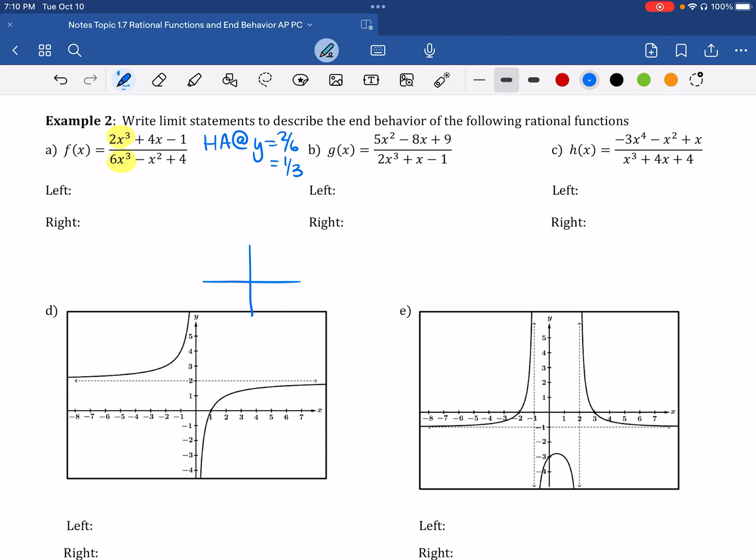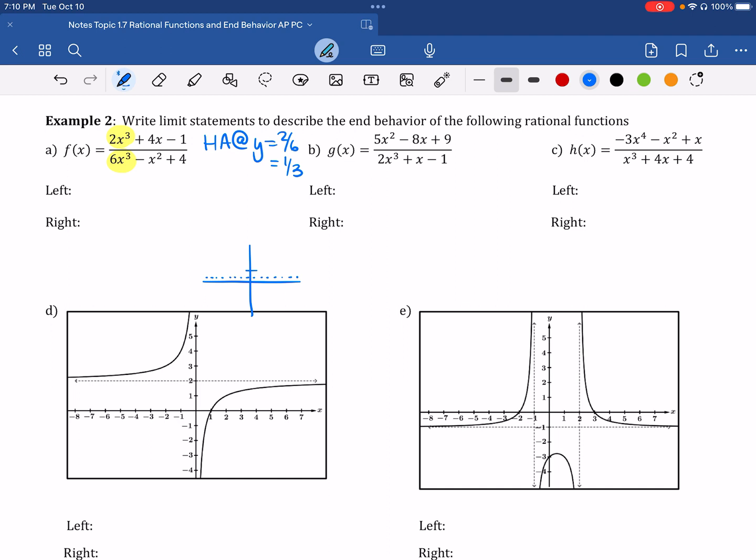Oftentimes you may have done this in Algebra 2, but you can see in these graphs below, these E and D are examples of what rational functions may look like. That might help you with A, B, and C. So anyways, what this is telling me is that I have a horizontal asymptote at y equals 1/3, which doesn't tell me much about the inside portion of this function. And if you're curious, you're welcome to graph it in a calculator right now.